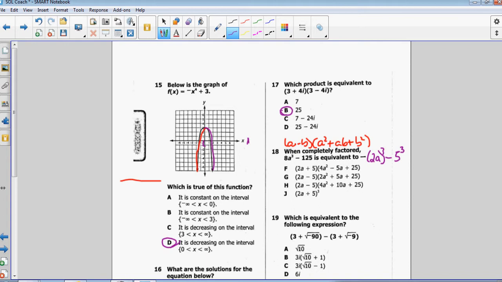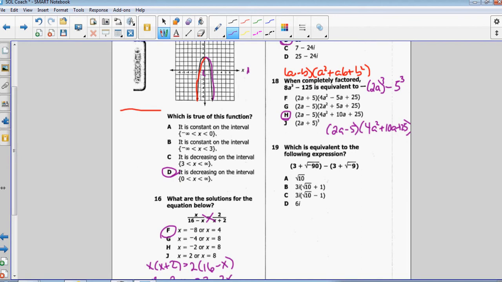So a minus b becomes 2a minus 5. a squared is the square of 2a. Remember to square the 2 also, so you get 4a squared. ab is 5 times 2a, so that would be 10a. And b squared would be 5 squared, so that's 25. So that should match one of your answers. Let's see. 2a minus 5, 4a squared plus 10a plus 25. That's answer H.